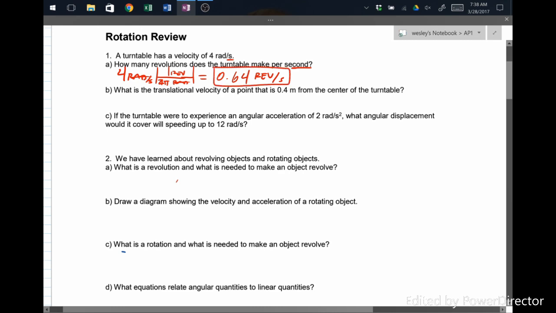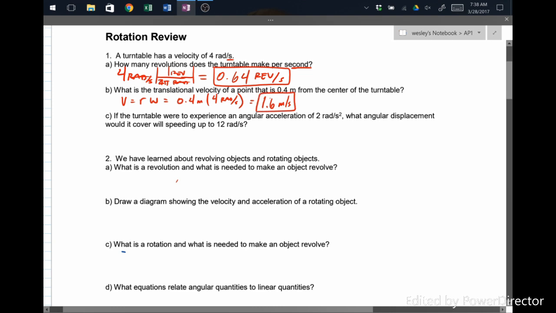What's the translational velocity of a point that's 0.4 meters away from the center of the turntable? Translational velocity is the same thing as linear velocity, right? So we're going to say, okay, that velocity is going to be r times omega, so 0.4 meters times 4 radians per second, giving me 1.6 meters per second.